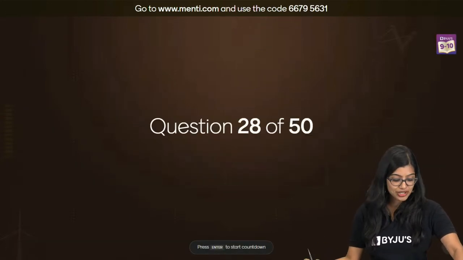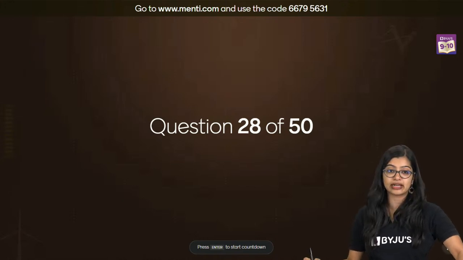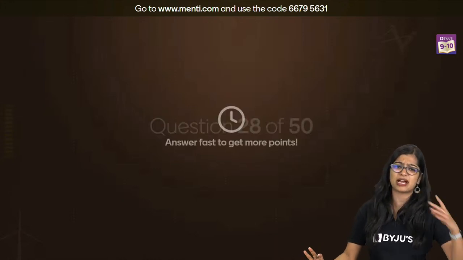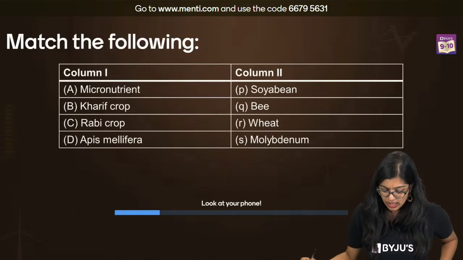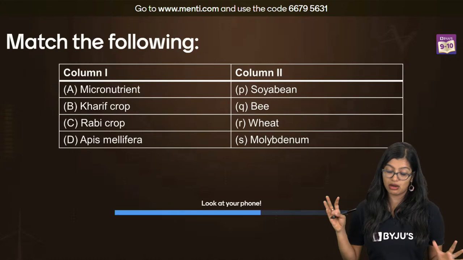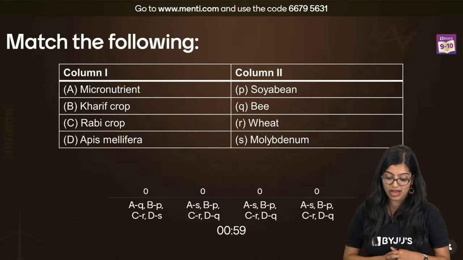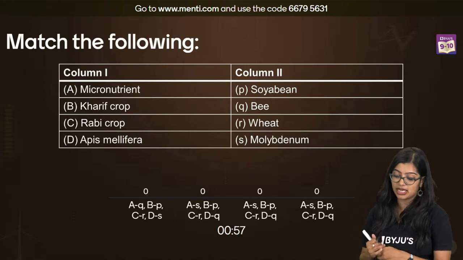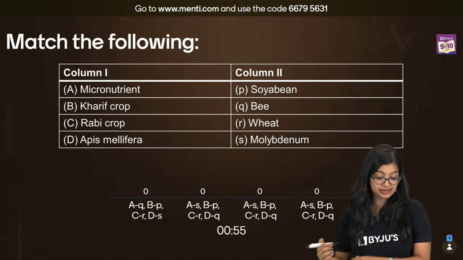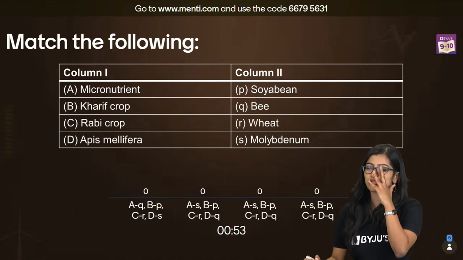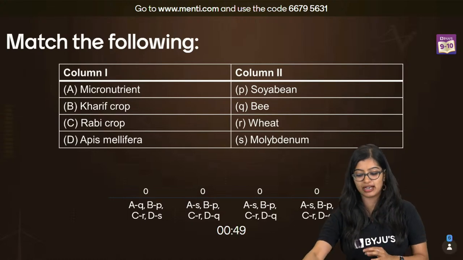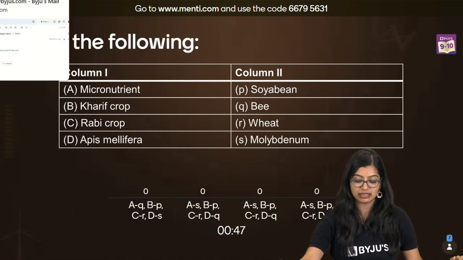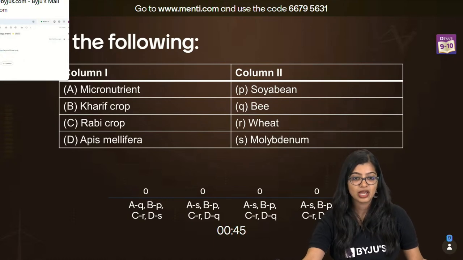Now moving on to question number 28 very quickly. Very simple questions are there. Match the following is very easy. So question number 28. Now you have, again based on improvement, micronutrient, kharif crop, rabi crop, and Apis mellifera. Apis mellifera should be in italics, but let's be kind about this and let it be. Okay, but ideally it should be in italics.